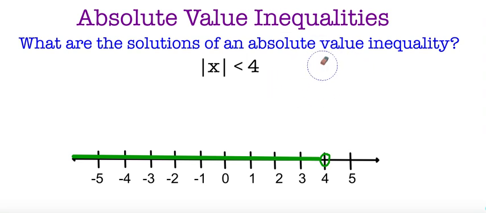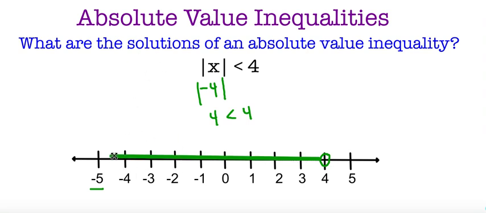So let's see how it compares to the absolute value of x is less than 4. Let's take negative 5 for example. The absolute value of negative 5 is 5, and 5 is not less than 4, so that number is not true for our inequality. So negative 5 is not a part of our inequality. Let's try negative 4. The absolute value of negative 4 is 4, and 4 is not less than 4, so 4 cannot be included.